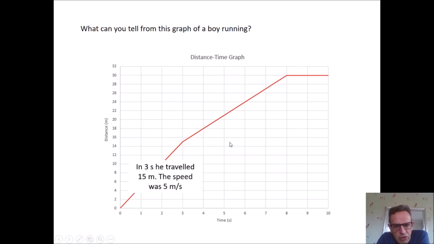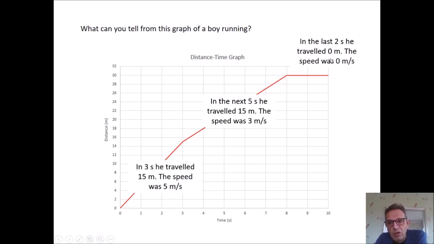In the next 1, 2, 3, 4, 5 seconds, he's gone from 15 meters to 30 meters. So this time it's taken 5 seconds to do 15 meters. So now the speed he's running at is 3 meters per second. Here's the last section. So the last 2 seconds, 30 meters away, but he's 30 meters away at the start and he's still 30 meters away at the end. So in the last 2 seconds he hasn't moved at all, so the speed is 0 meters per second.